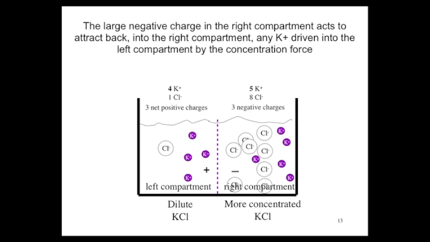The large negative charge in the right compartment now acts to attract back into the right compartment any potassiums driven into the left compartment by the concentration force. Watch. One goes in and is attracted back. One is driven out by concentration, one is attracted back by the negativity.